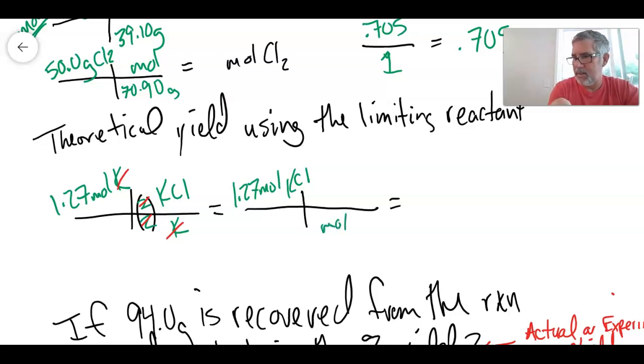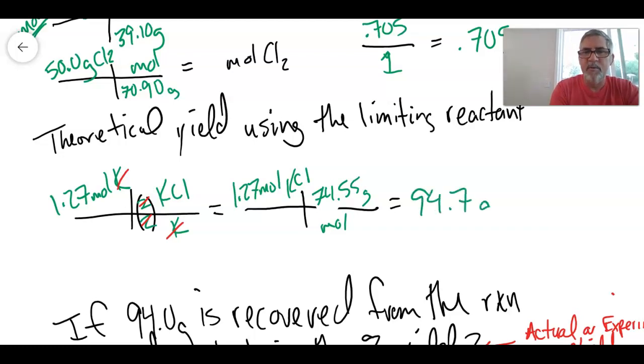I'm going to find mass, and the mass of KCl is 74.55 grams from the periodic table, and I'll get 94.7 grams KCl.